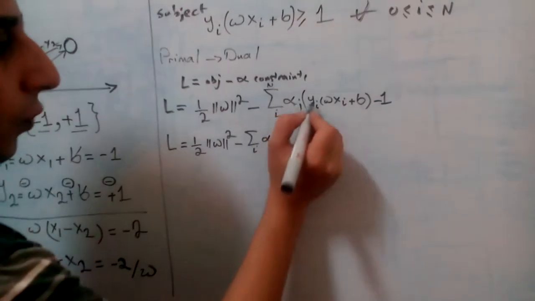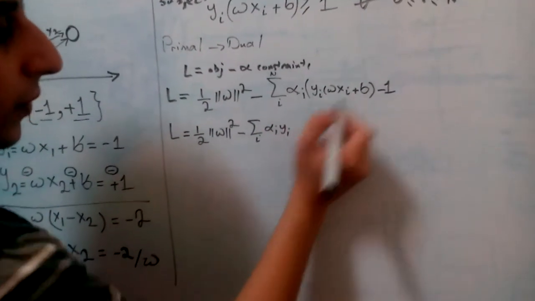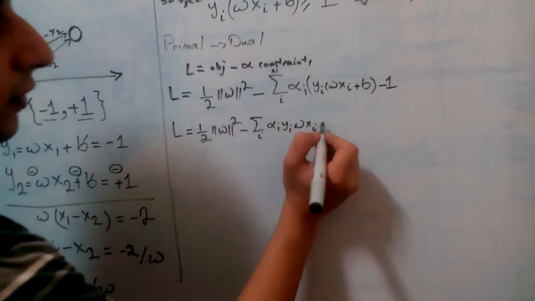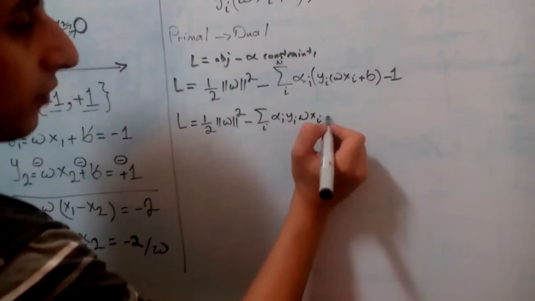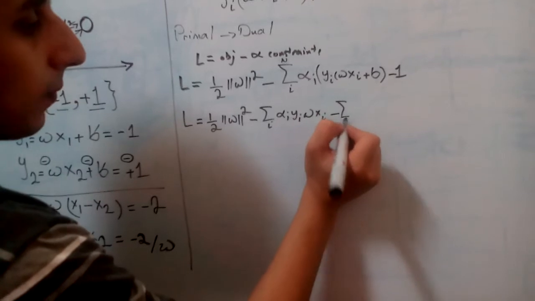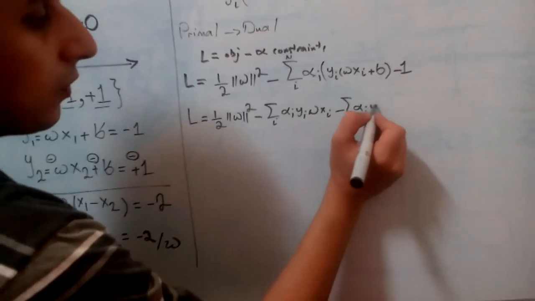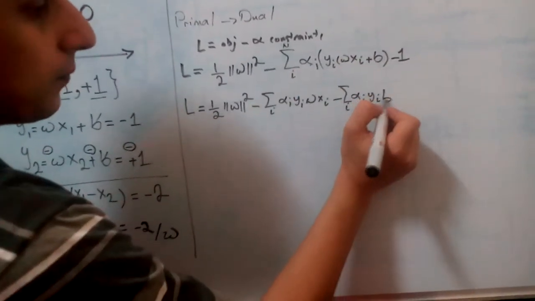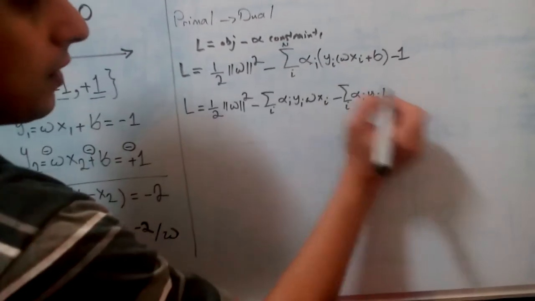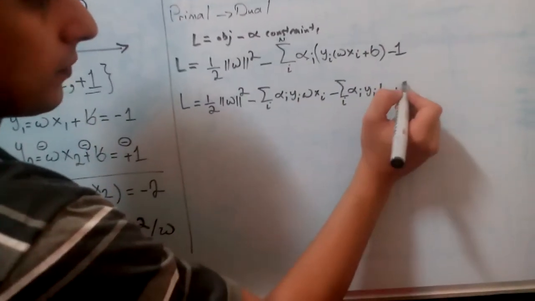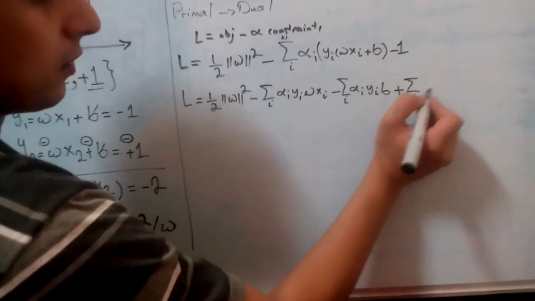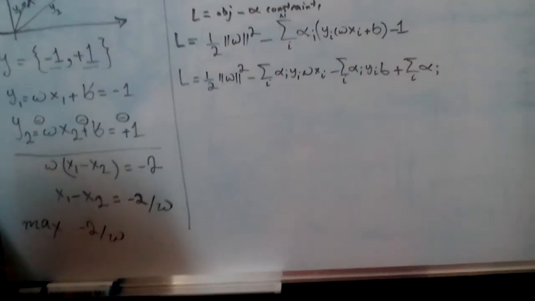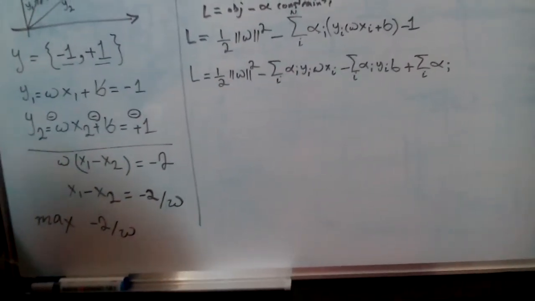Alpha of i, y of i, omega x of i, and then again alpha of i. Don't forget that we've got a minus here: alpha of i, y of i, b, and then negative negative is plus, sum over i, alpha of i. So this becomes our new objective function according to Lagrangian multipliers.